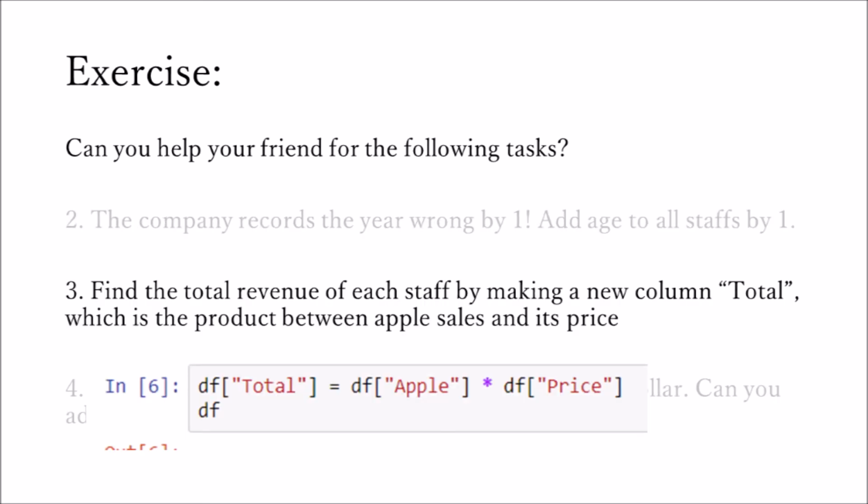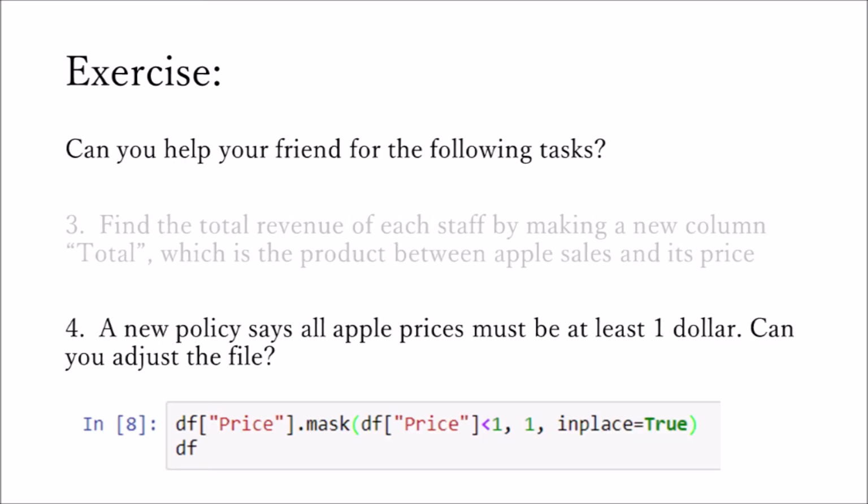For the third question, we try to get the new column called total. To do so, we simply treat the column as a variable and do the multiplication directly. That's easy, right?